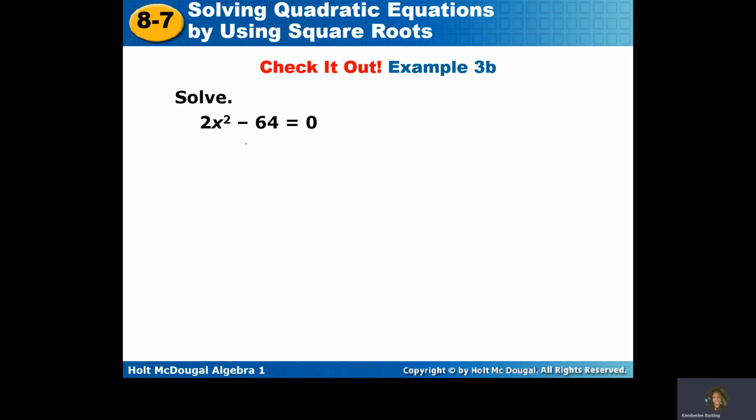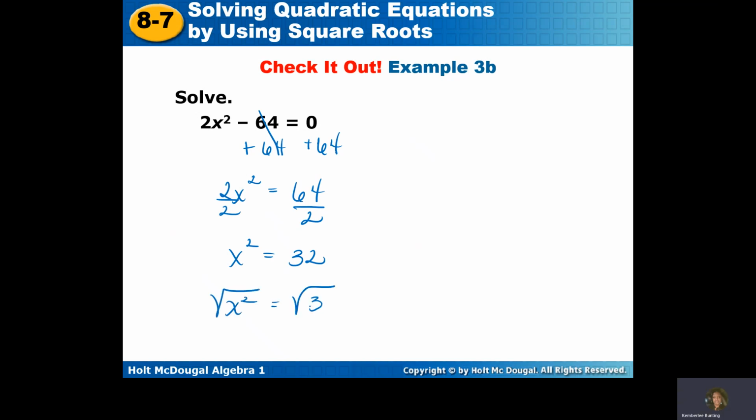All right, here. I would add 64 to both sides. And all of these examples are done on the recording, guys. Just so you know, that's on the website already. All right, that's my positive 64. I'm going to divide both sides by 2. I get x squared equals 32. Take the square root of both sides. And I get that x is equal to plus or minus 4 root 2 as my final answer.